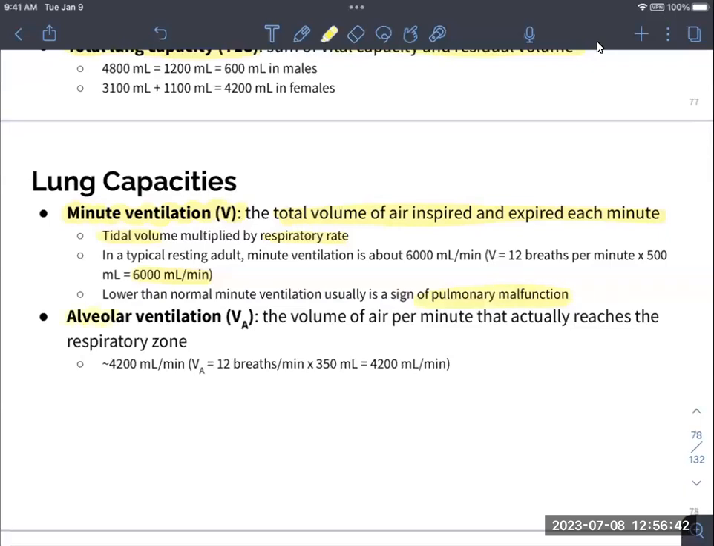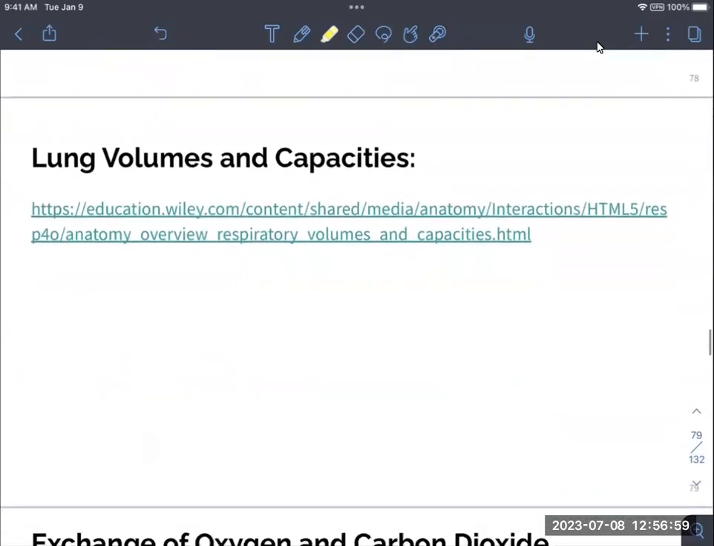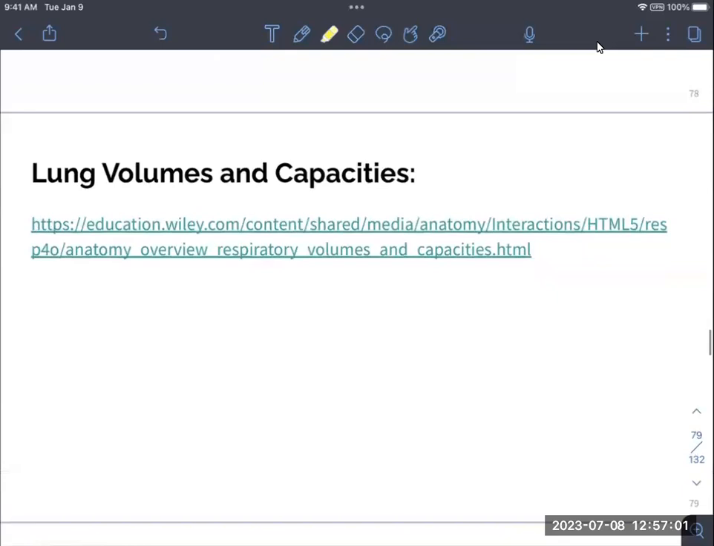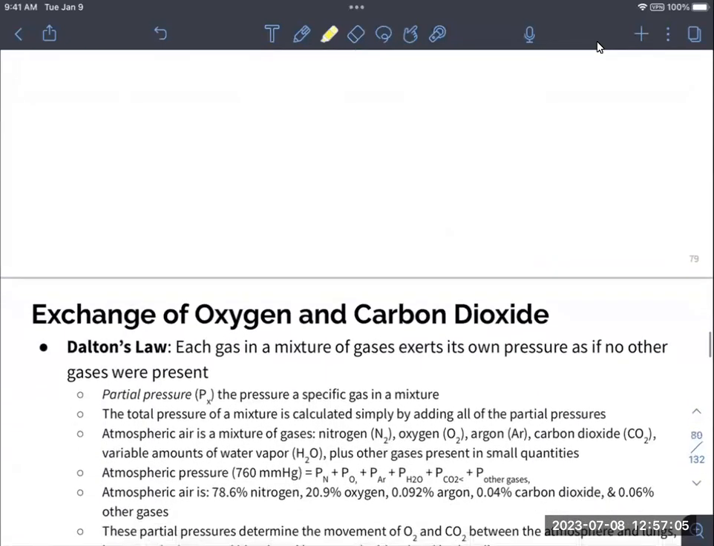We also have alveolar ventilation. The amount of air that actually reaches that respiratory zone. It's about 4,200 milliliters per minute. So this video kind of goes through these respiratory volumes and capacities.